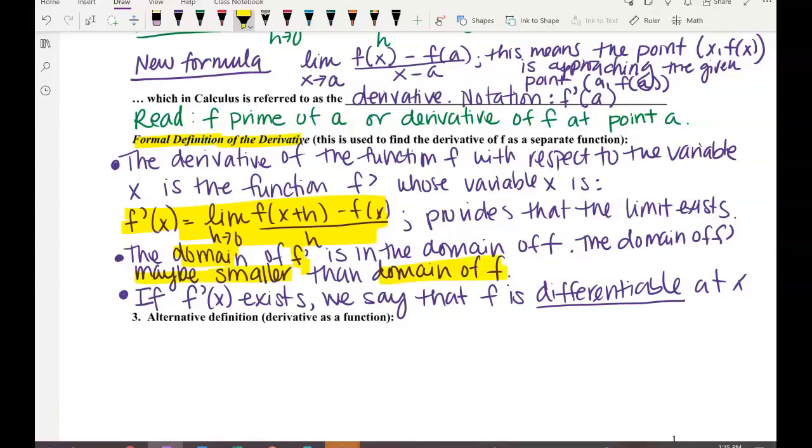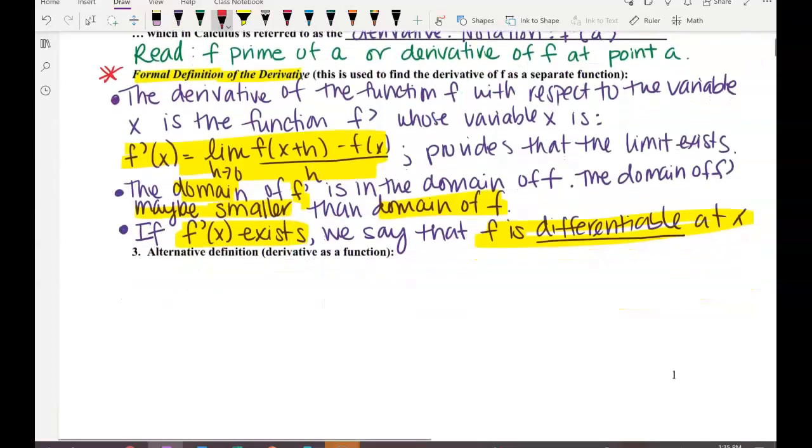Now, if f prime exists, then we say it's differentiable at x. Another definition for derivative. This is a second definition or an alternative definition. The formal definition you must know. There's no ifs, ands, or buts about it.